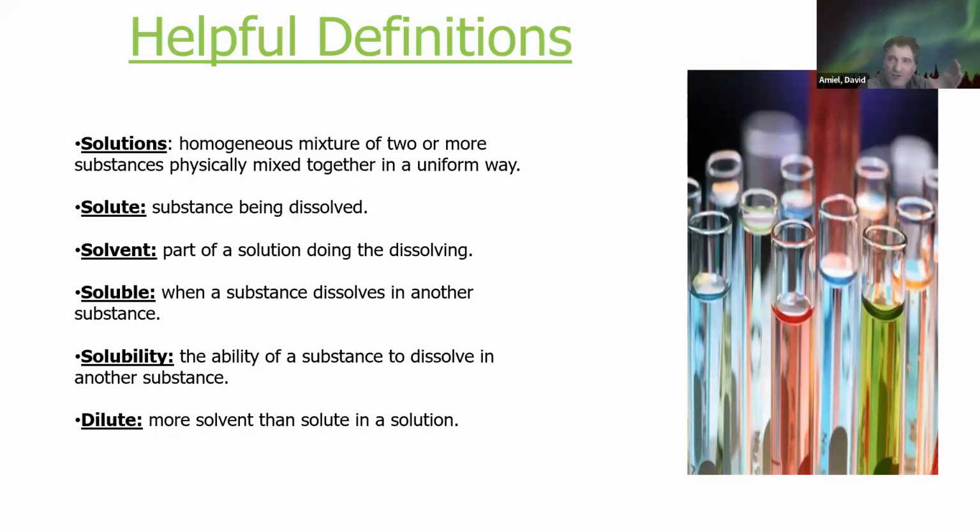So to understand mixtures, we need some terminology, because now we've got multiple things instead of just one thing like we had before. So first we define a solution. A solution is a homogeneous mixture. We learned about that in chapter 1. A homogeneous, evenly mixed Gatorade: a homogeneous mixture of two or more substances physically mixed together in a uniform way. That's the solution.